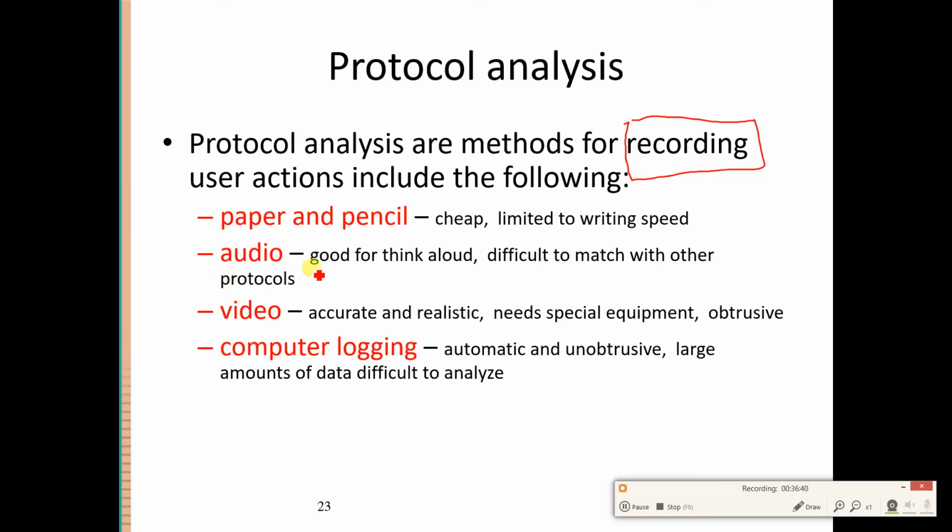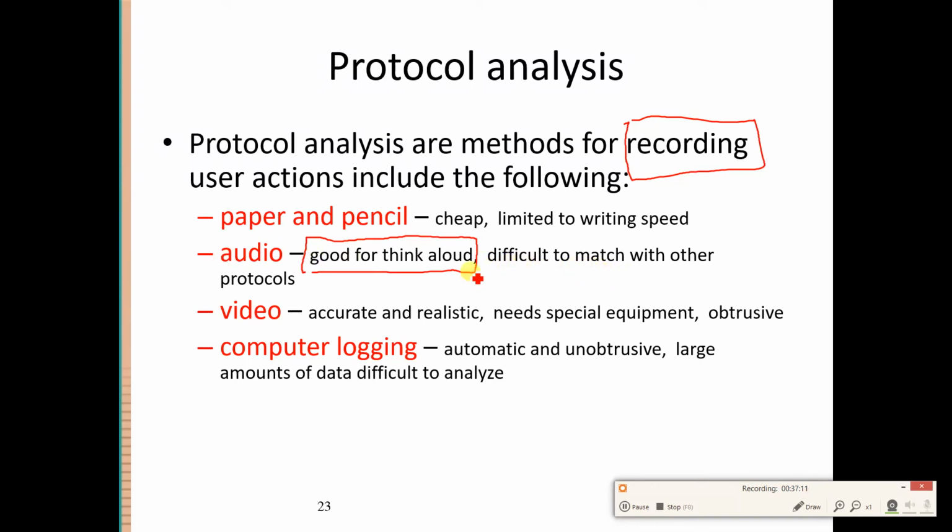We are recording the audio, which is good for think aloud. If the user is talking while using the system, we can record it. It is better than just listening and analyzing, because we might miss something. So it's better that we record during the think aloud evaluation, and later on we can repeat the audio again and again to better understand how the user is using the system, or to better evaluate it.